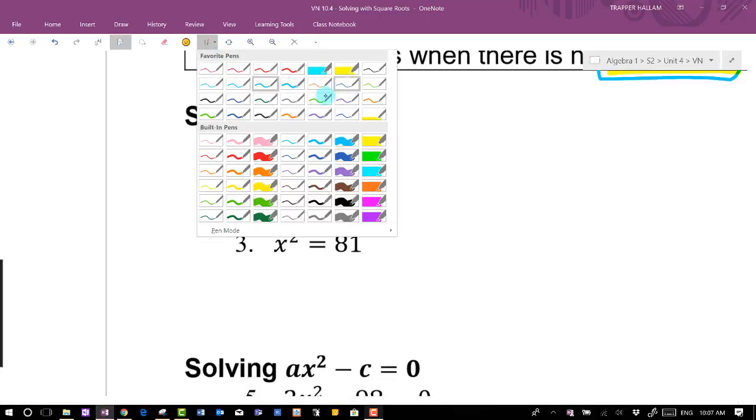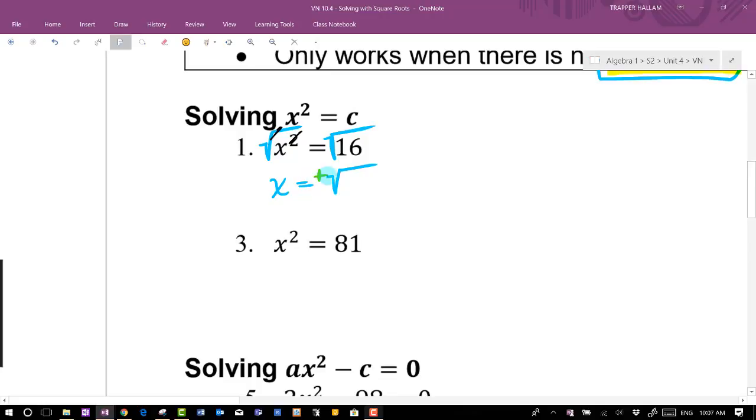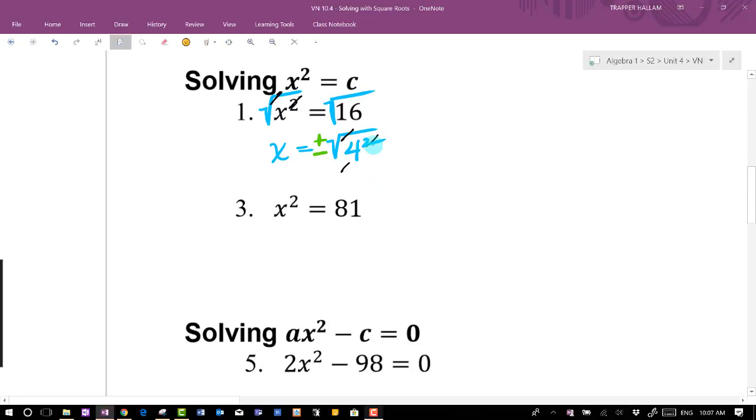Now this is where I want you to get in the habit of, and I'm going to make it green, adding a plus or minus. There are 2 possible versions that could occur here, a negative version and a positive version, if you will. Now 16 happens to be a perfect squared term. That's exactly what we want. We want to show it as 4 squared. Why? Because we can reduce it out.